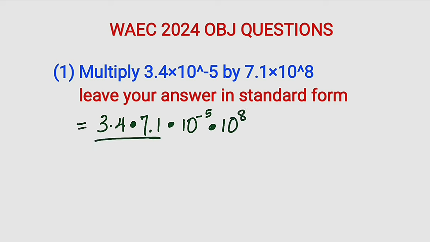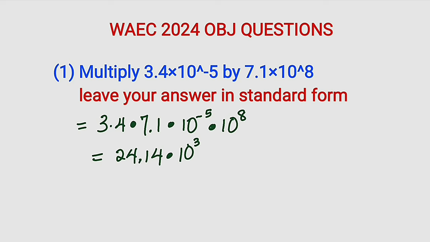If you multiply these two together, you're going to get 24.14. And if you multiply this together according to one of the laws of indices, since they have common bases, you can take a base, which is 10, and you raise it to the power of the sum of their exponents, right? So negative 5 plus 8 will give us 3. But remember, they say we should leave our answer in standard form.